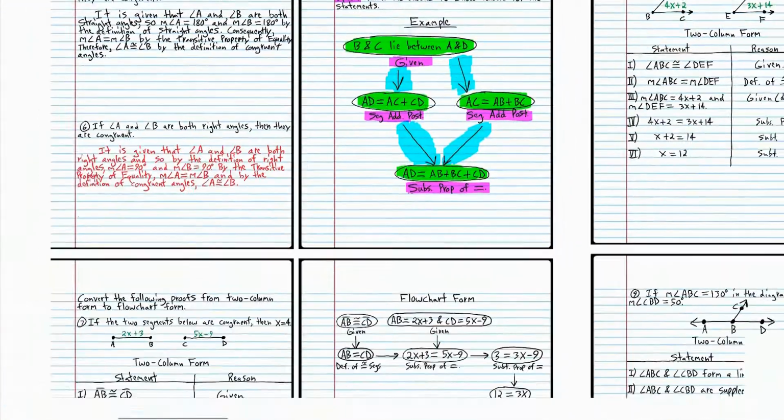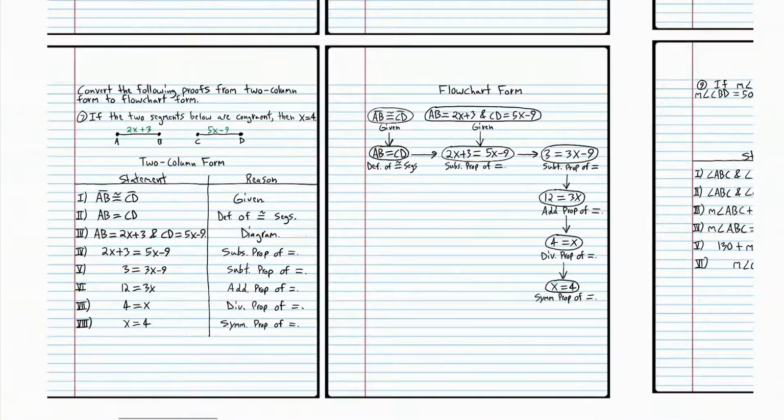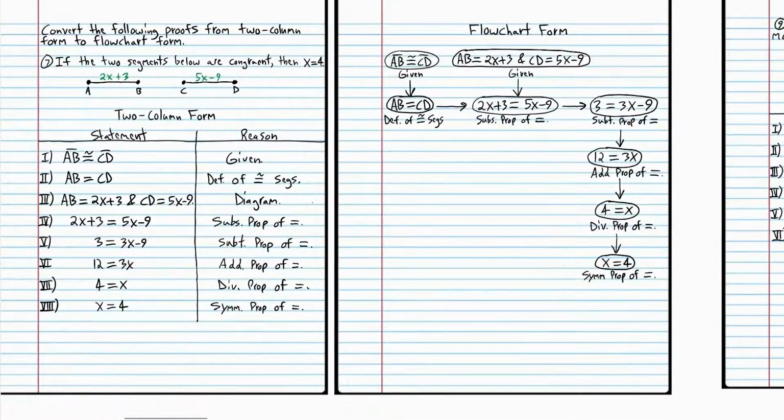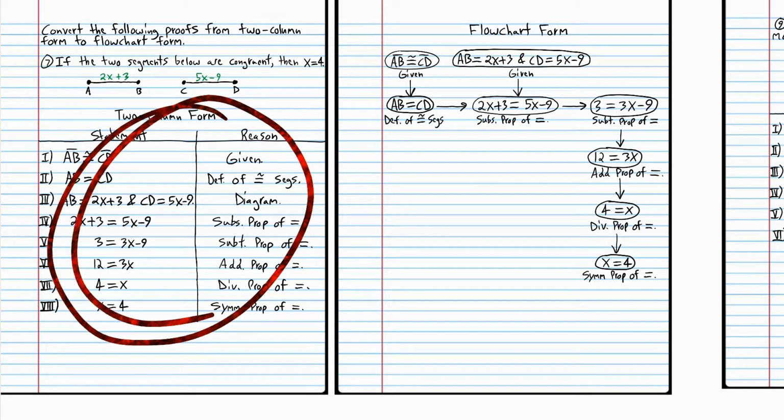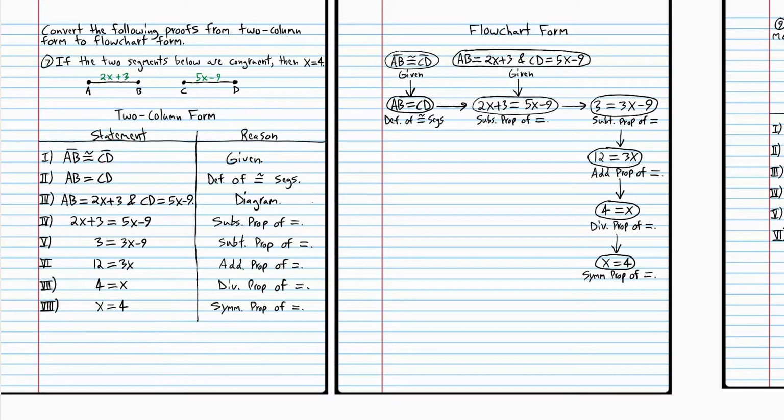So let's go ahead and try or give an example of a proof. It says here, convert the following proofs from two-column form to flowchart form. So over here we have two-column form, and we're going to convert that to flowchart form. So first, let's talk about this proof. This is just a basic proof that we've already done in this course.